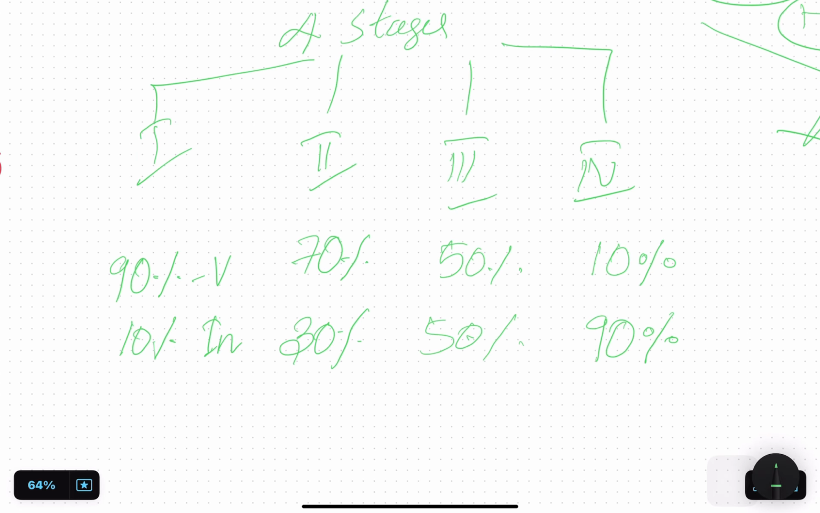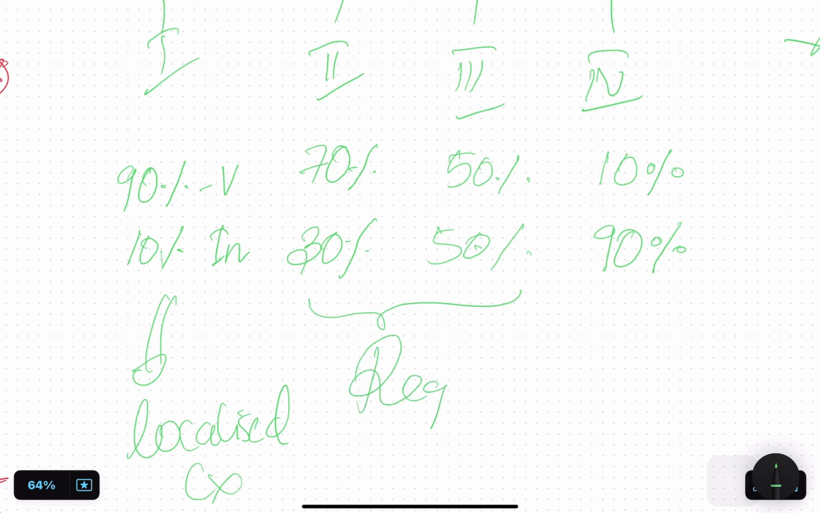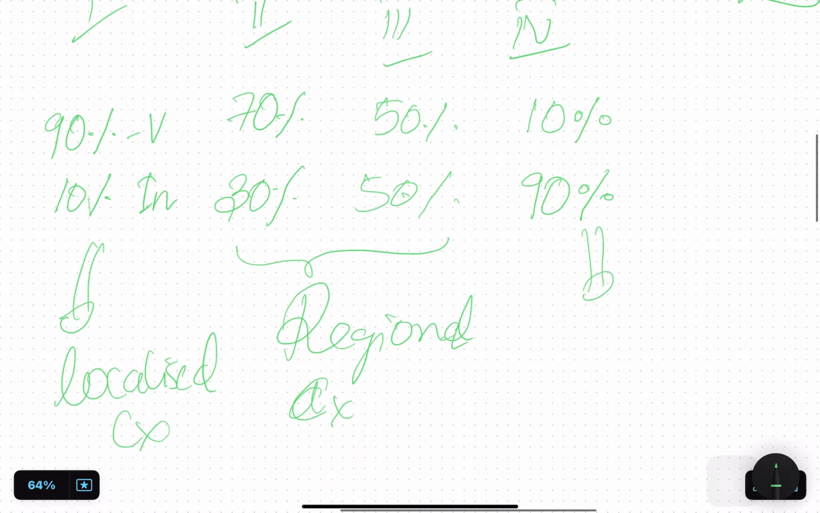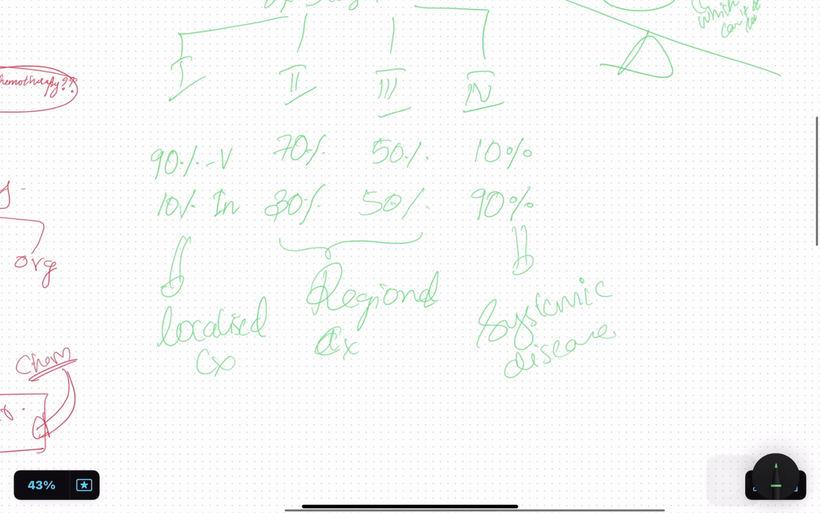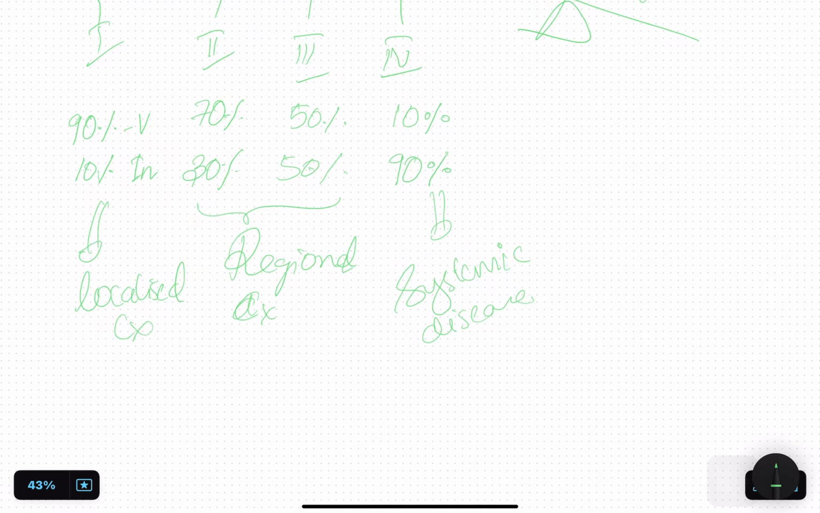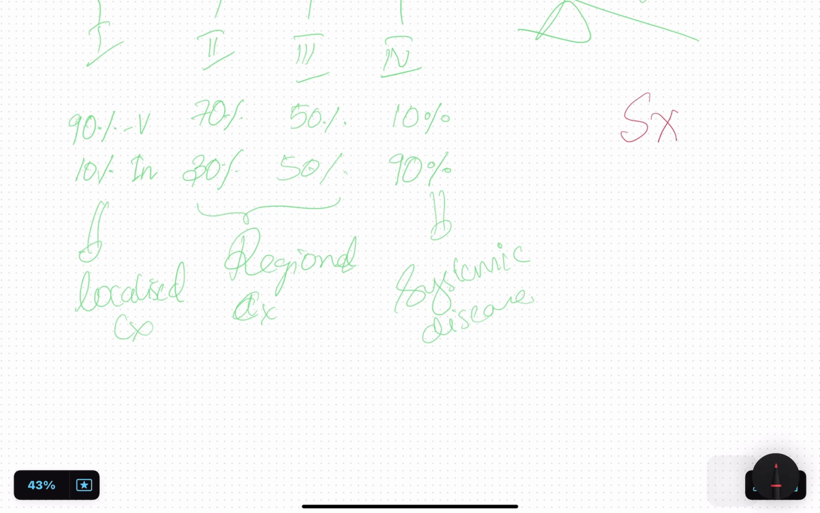Now what conclusion can you draw? Stage 1 can be a localized disease, localized cancer. Stages 2 and 3 can be regional disease, or cancer. But stage 4 is a systemic disease. Okay, now you got the point. Now based on this, what are the treatment modalities available? What are the basic treatment modalities you know of? Surgery, chemotherapy, radiotherapy, then you also have immunotherapy and hormonal therapy, which we will deal with later.